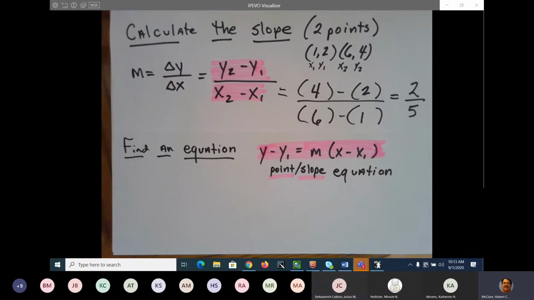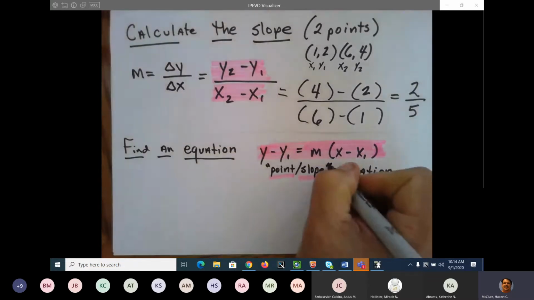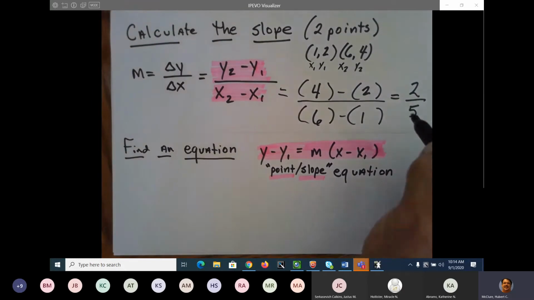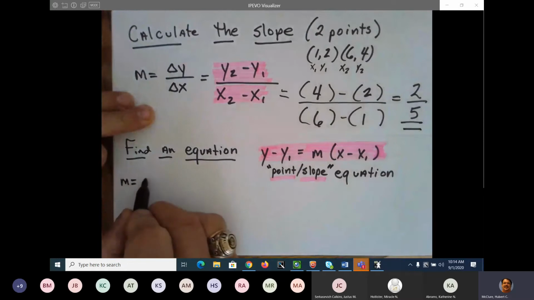Okay, all right. So in order to use the point slope equation, as you said, you've got to have a point and a slope. Good job. A point and a slope. So I've got my slope right here. So m is equal to 2/5.